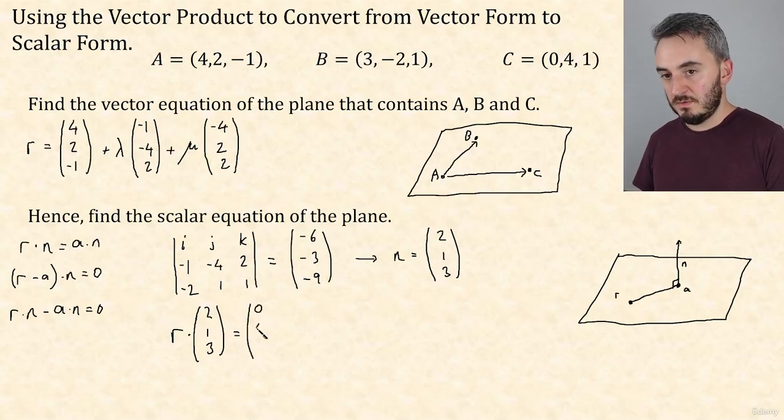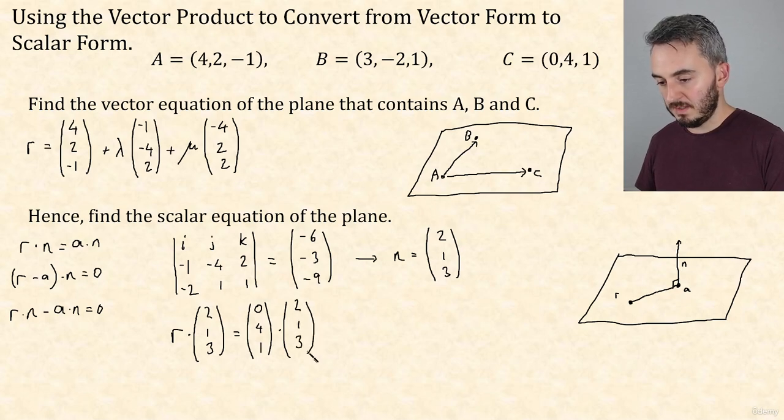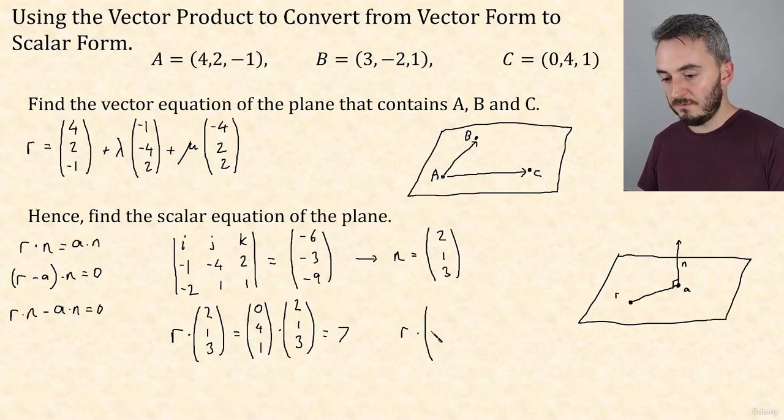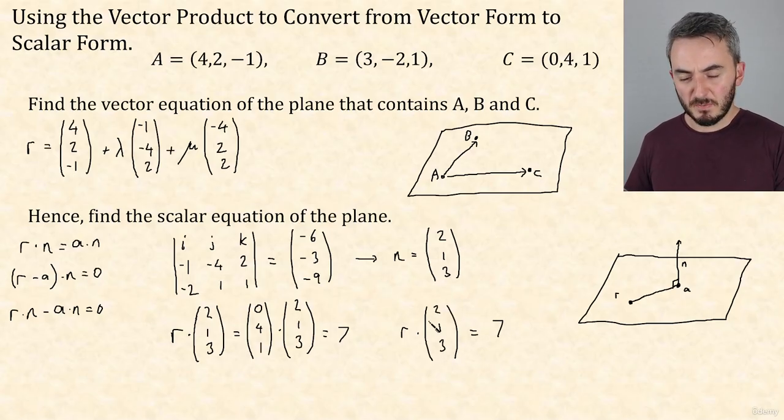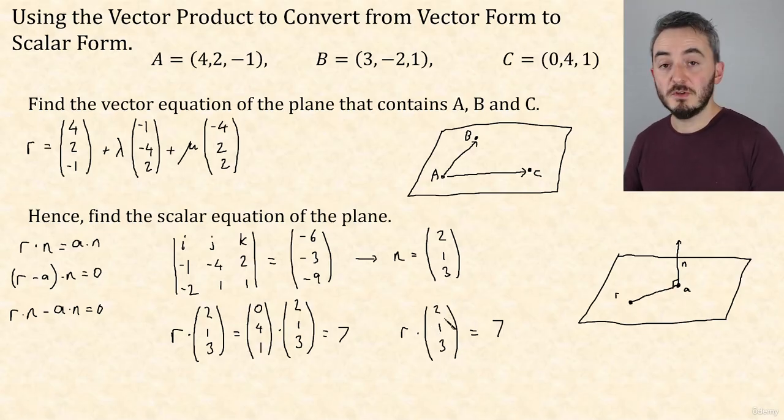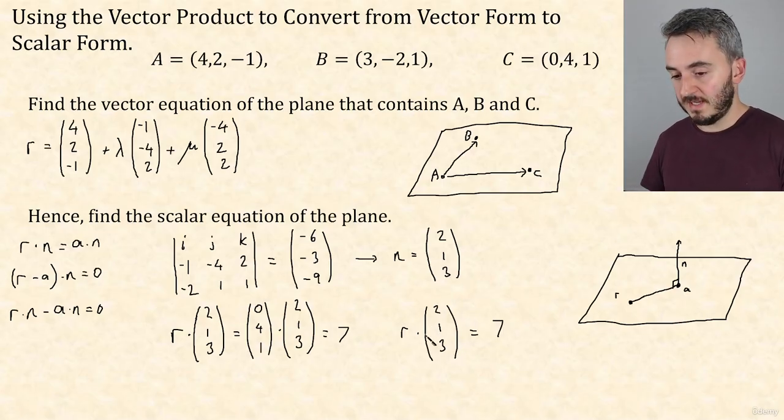0, 4, 1, dotted with 2, 1, 3. Now, what is that? That's 0 plus 4 plus 3, that's 7. So there we have it. The scalar form is r dot (2, 1, 3) equals 7. And that would be quite a lot of faff to work out without using the vector product. It's quite nice that we have that technique.